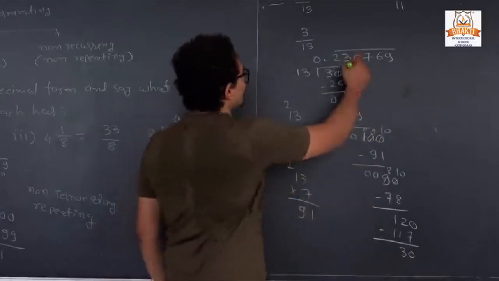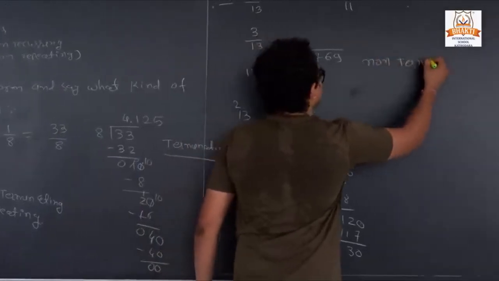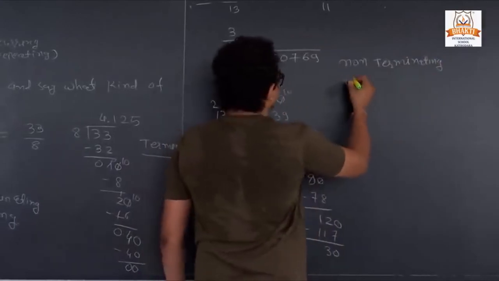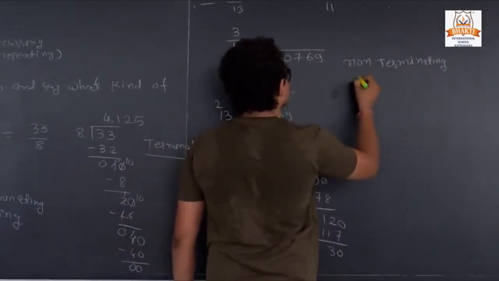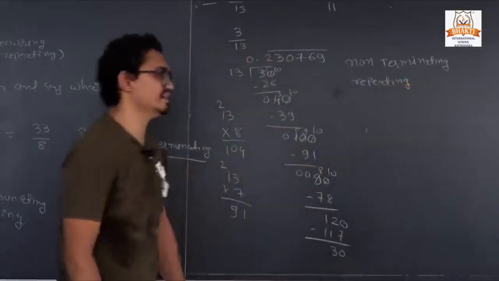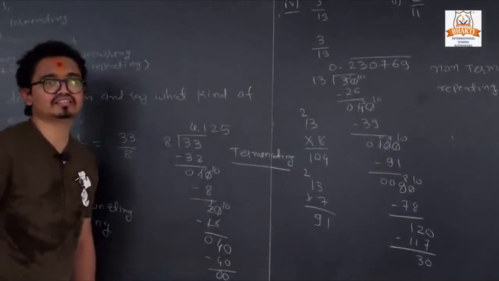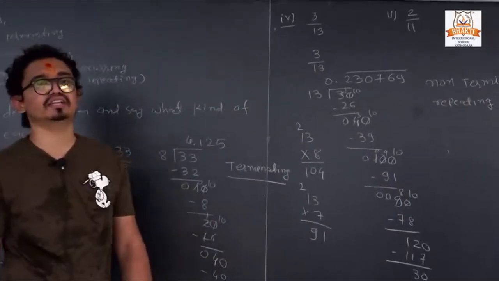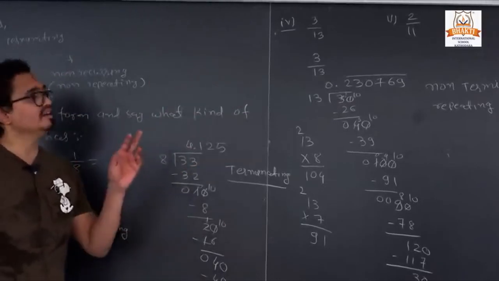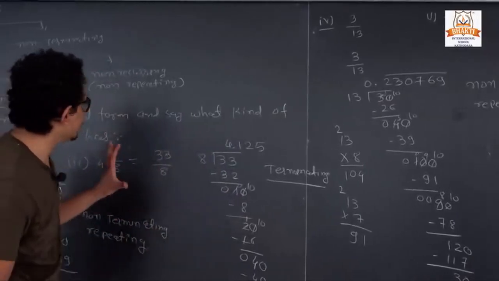So this number is called a non-terminating repeating number. Now we have two more examples given in exercise number 1.3, question number 1, questions 5 and 6. You can try them at home. It will be a similar example like that.